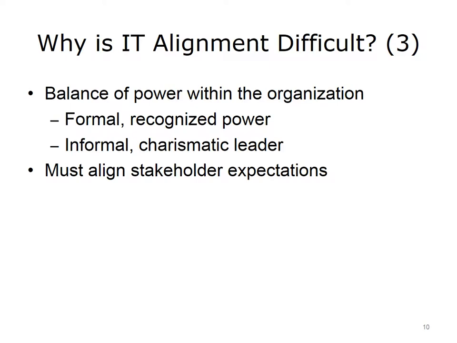Finally, IT alignment is difficult to achieve because of the balance of power within an organization. Some CIOs and CEOs enjoy a good working relationship whereby they are considered equal partners at the planning table. Some organizations have a formally recognized IT leader. However, an informal but charismatic clinical leader may hold more of the decision-making power with the leadership team in an organization.